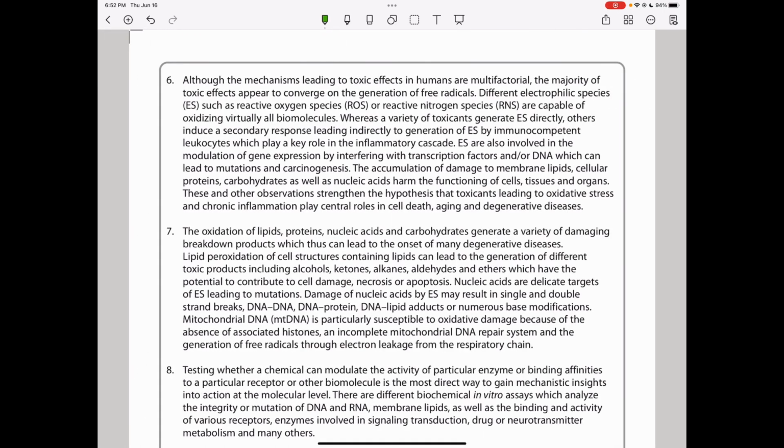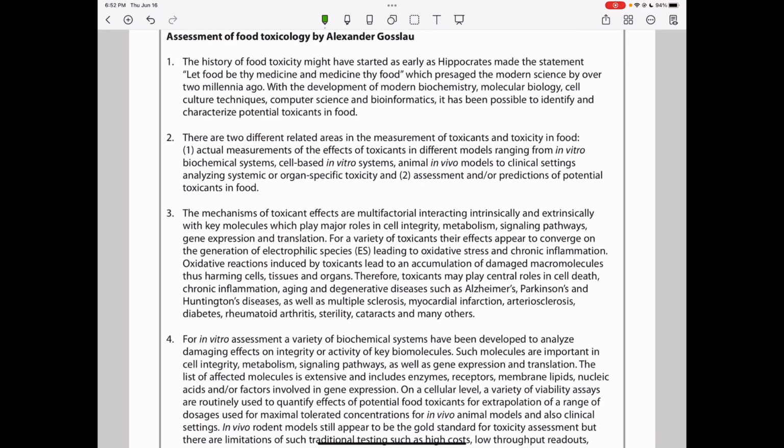So let's see. Paragraph 3 from the scientific article says, the mechanisms of toxicant effects are multifactorial, interacting intrinsically and extrinsically with key molecules which play major roles in cell integrity, metabolism, signaling pathways, gene expression, and translation. For a variety of toxicants, their effects appear to converge on the generation of electrophilic species. These are very important, leading to oxidative stress, chronic inflammation. Oxidative reactions induced by toxicants lead to accumulation of damage. This is important. The toxicants lead to accumulation of damaged macromolecules, thus harming cells, tissues, and organs.